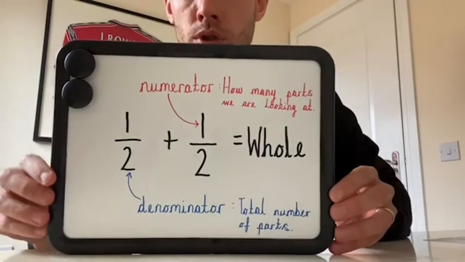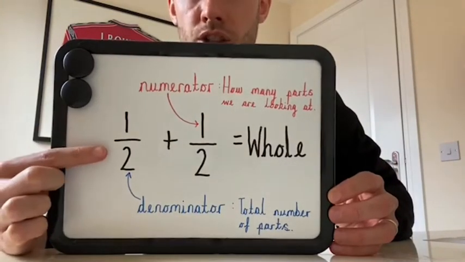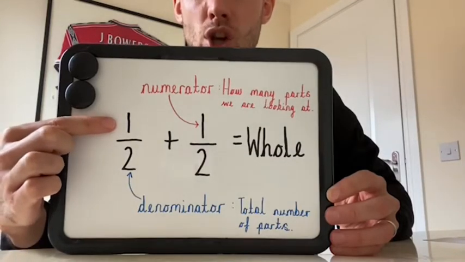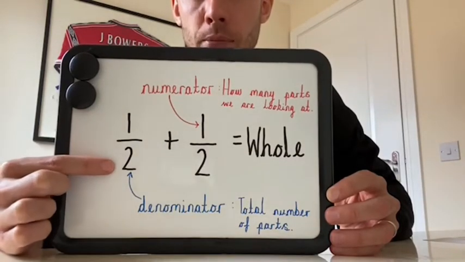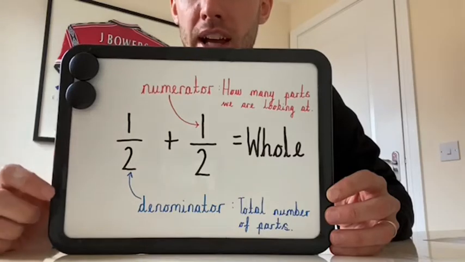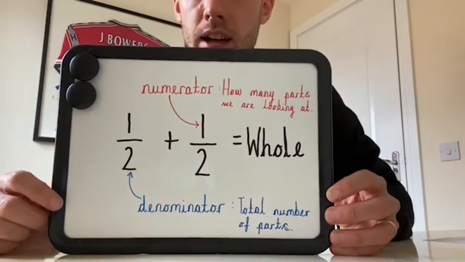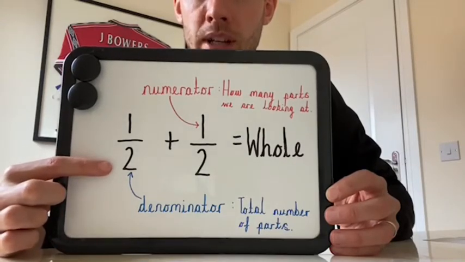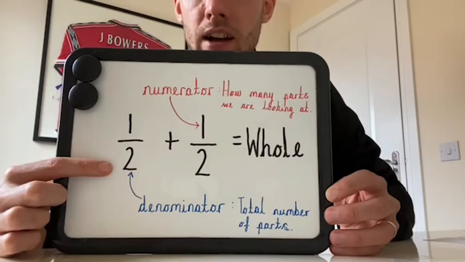On the whiteboard, I have written the fraction of a half, and you will notice that there is a number at the top and there is a number at the bottom. The number at the top is called the numerator, and that tells us how many parts we are focusing on. The number at the bottom is called the denominator, and that helps us to understand the total number of parts all together.